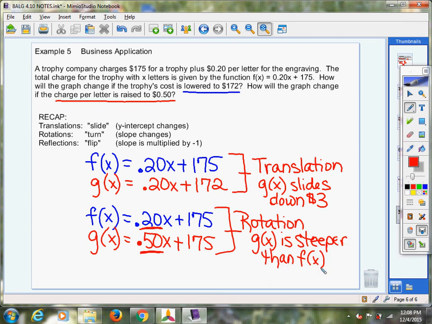All right, so that's how you do that. That's a word problem. See, this time we didn't graph it. We could still figure it out without a graph.